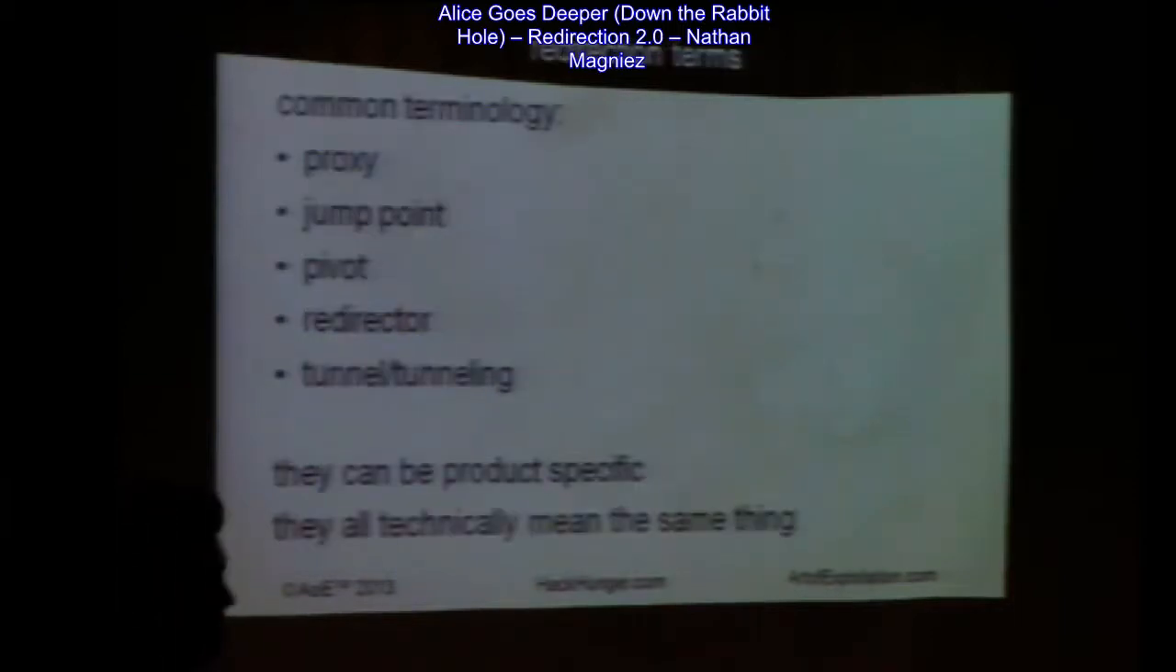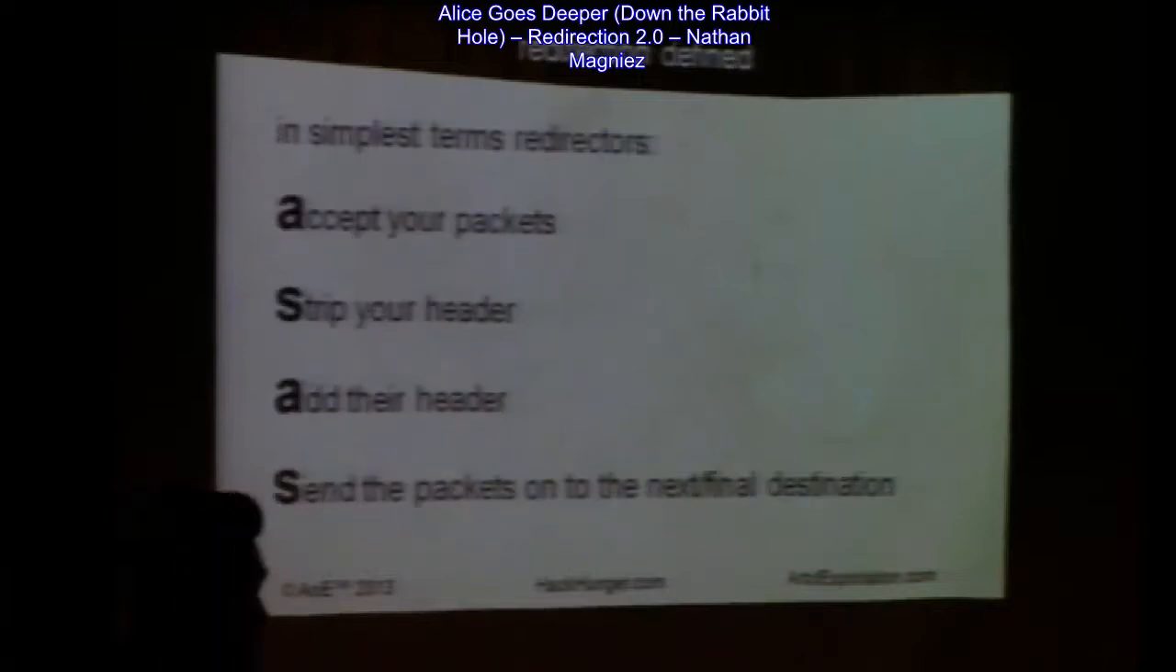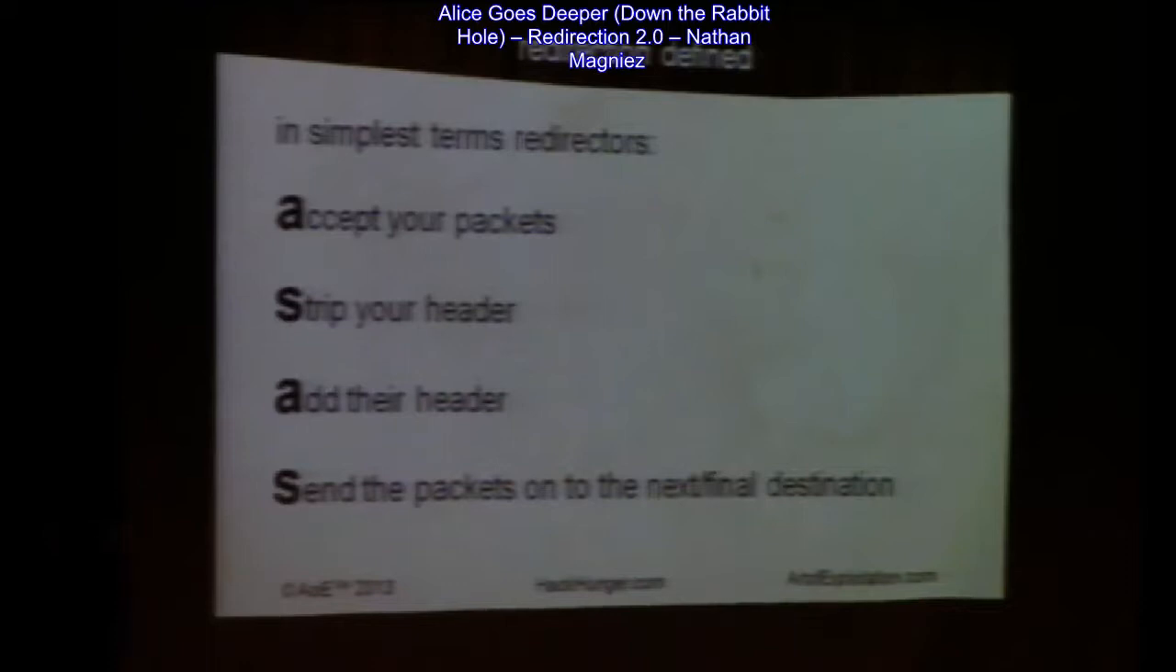All right, so some of the common terms with redirection. Some people call it pivoting, some people call it tunneling, jump point, whatever you want to call it. It pretty much means basically the same thing. It's basically a proxy. And what a proxy does, at its simplest definition, is accepts a header, strips a header, adds their header, and sends it on to the next destination.